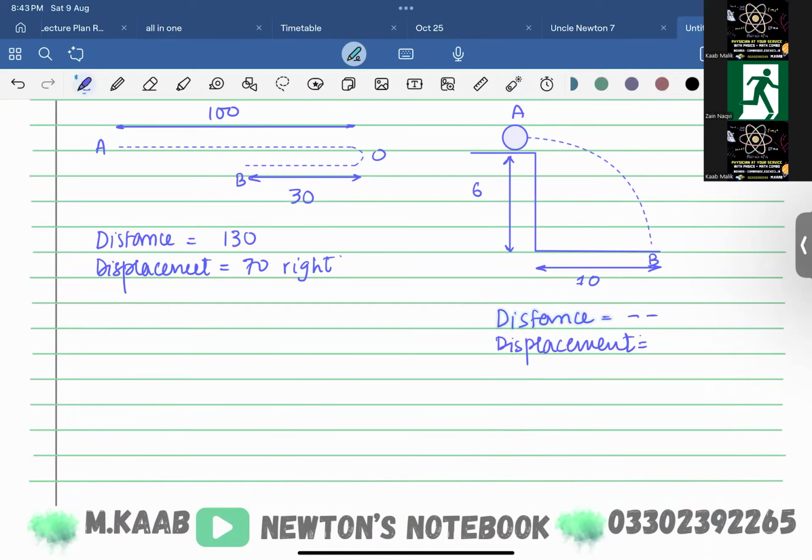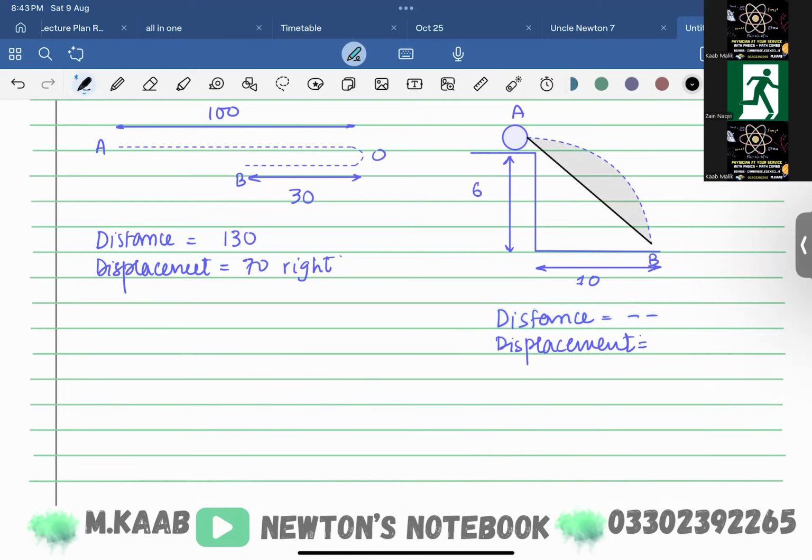But what about the displacement? You can calculate the displacement easily. You make it into a triangle first, yes, very good. Then you can do 6 squared plus 10 squared, under root. Good, very good, perfect. So this is your triangle.